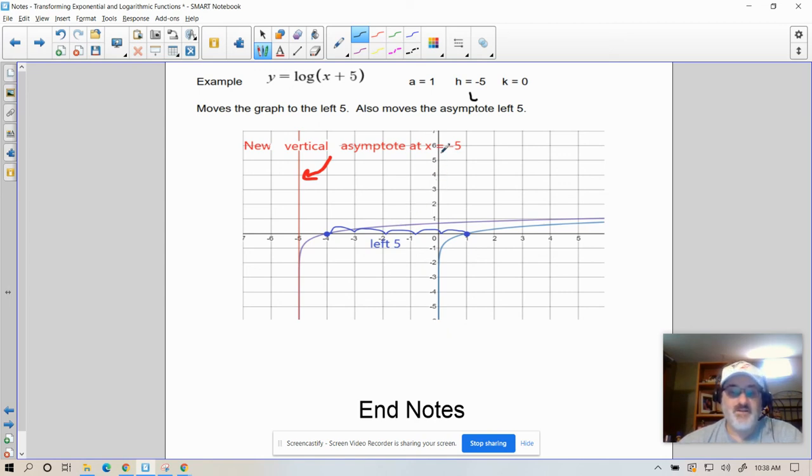Also important is our original asymptote, remember, was the vertical equation. Remember, vertical equations have x equals equations. X equals 0. That was our original. If I move that to the left 5, then it's going to be x equals negative 5. So we have a new vertical asymptote at x equals negative 5.